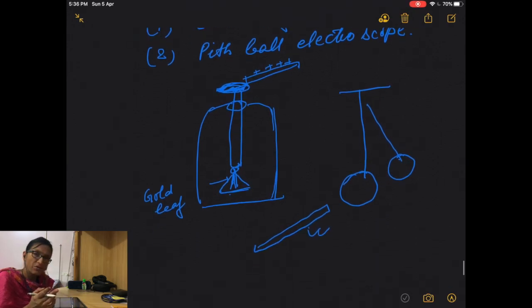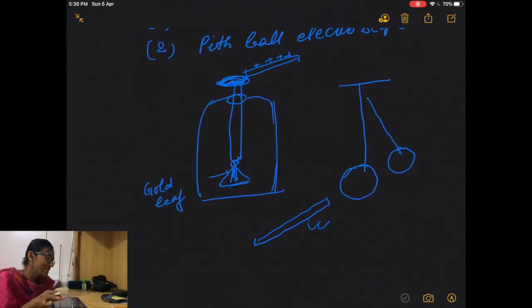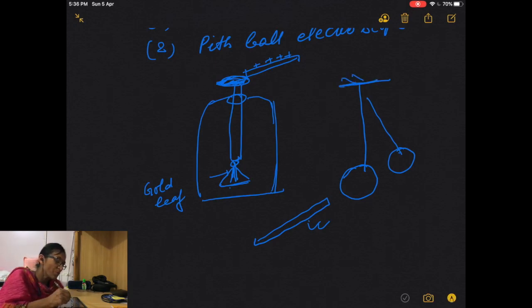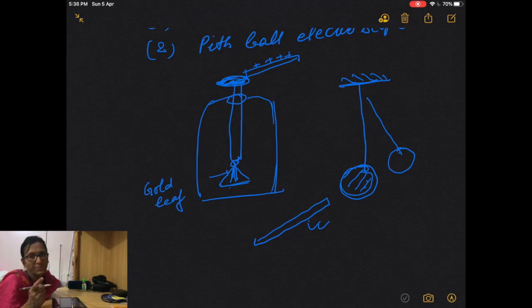There are so many kinds of electroscope, but these two are very general ones. Generally we use them even in laboratories. This pith ball kind of electroscope can be made and used anywhere. You can also make your own pith ball electroscope using thermocol. If you take a small sphere of thermocol and hang it with the help of cotton thread, then it will act as an electroscope.